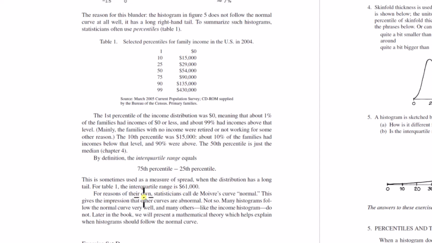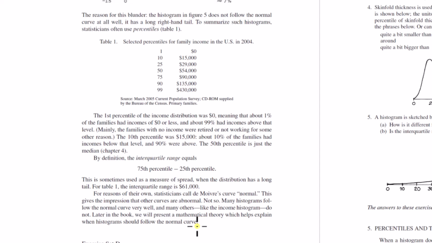For reasons of their own, statisticians call de Moivre's curve normal. The normal curve, which de Moivre created, we saw at the beginning of this chapter. This gives the impression that other curves are abnormal. Not so. Many histograms follow the normal curve very well, and many others, like the income histogram, do not. Later in the book, we will present a mathematical theory which helps explain when histograms should follow the normal curve.